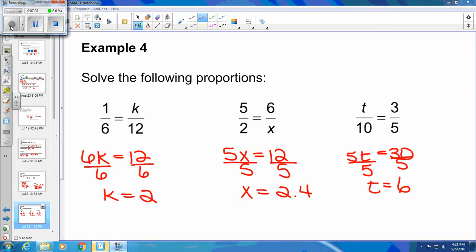At this point, how did you do? I've got 2, 2.4, and 6. Notice I showed all of my work. And I needed a calculator for this one.